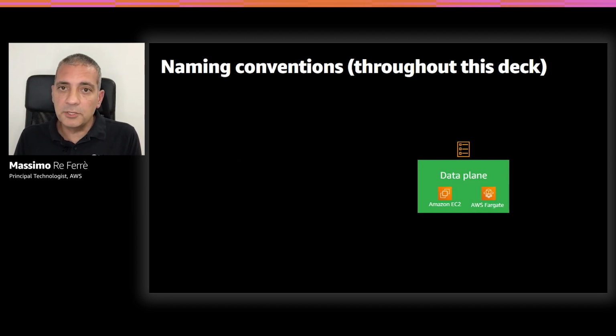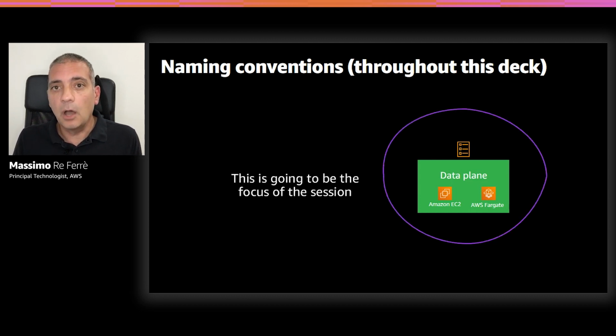In this presentation, we are going to focus exclusively on the data plane. We're going to mention EKS and ECS, which are the two orchestrators that you can use on the AWS cloud, and they represent the control plane in this context. But we will spend the majority of our time talking about the options that you have when you need to deploy containers on the AWS data plane.